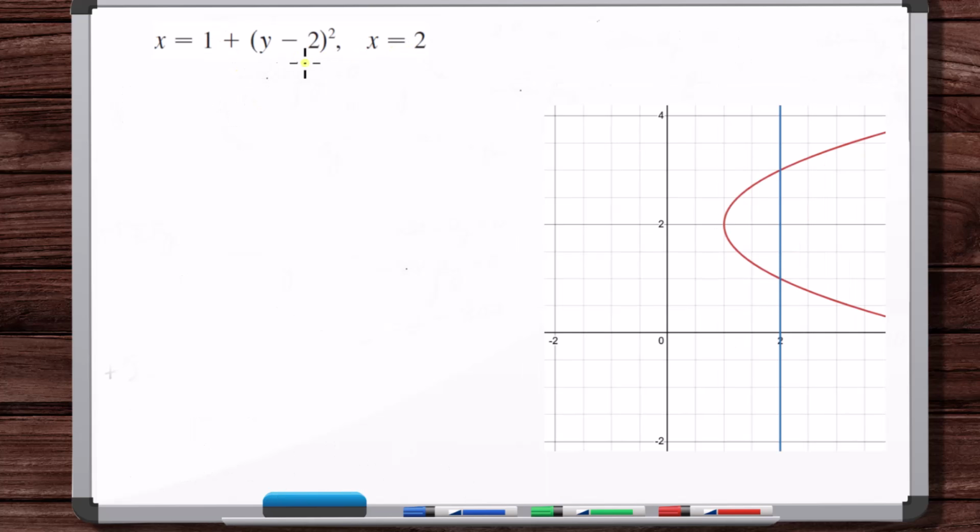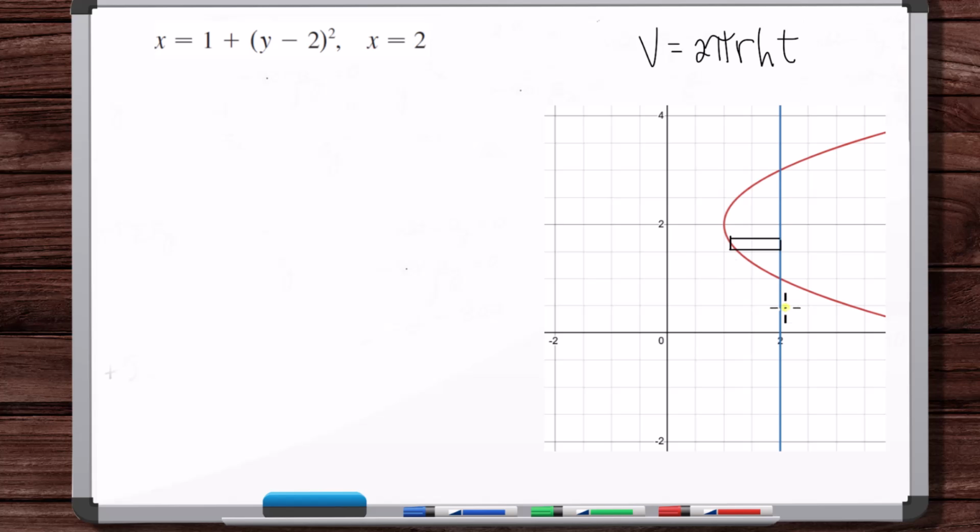Okay, we want to rotate this about the x-axis. So here's x is equal to 2, and here's x is equal to 1 plus y minus 2 squared. And so you can see that this would be a rectangle, and we're going to rotate that about the x-axis. So we've got 2 pi r h t. And okay, so we're going to be doing dy, because this is the delta y.